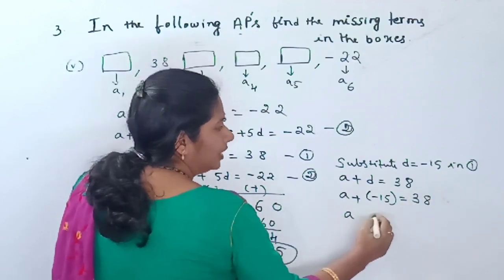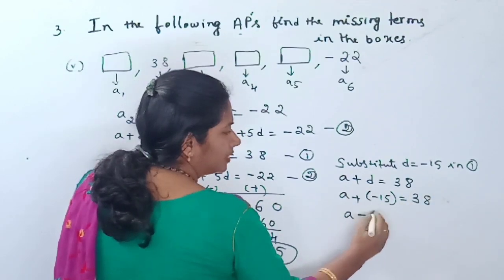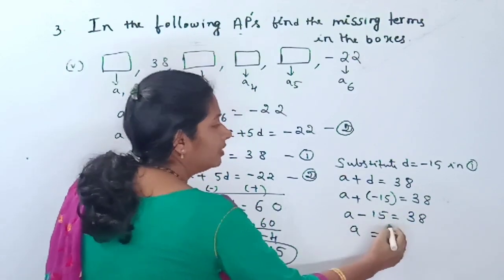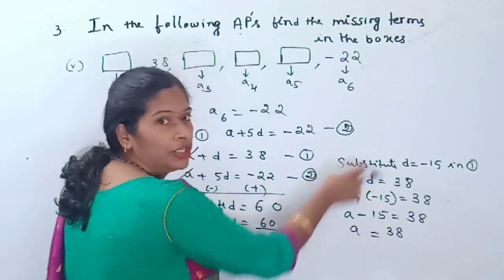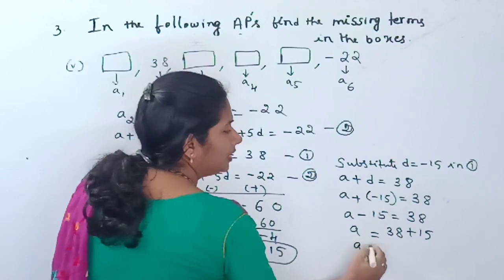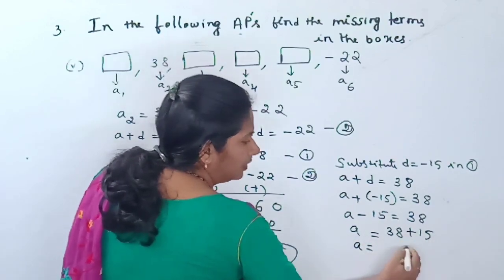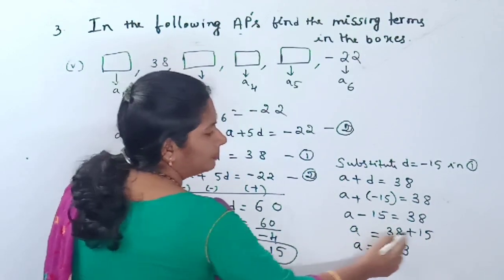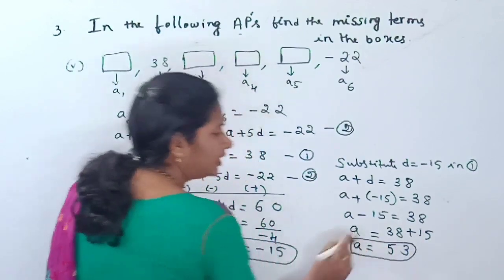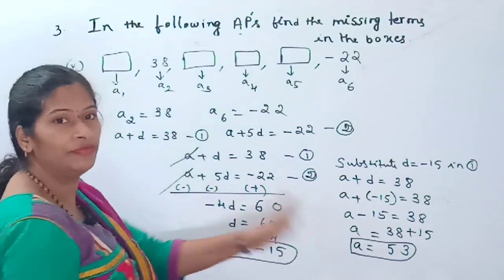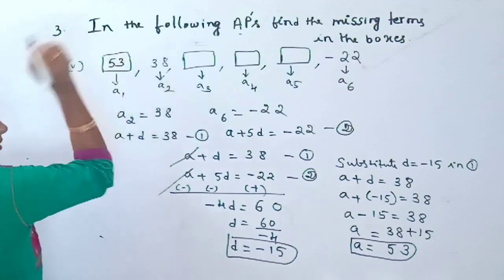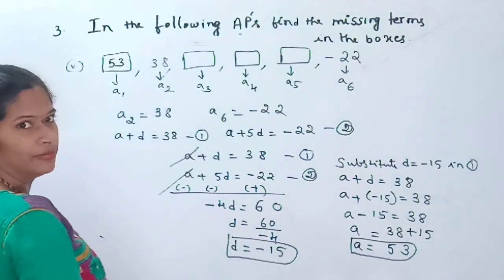So a plus of minus 15 equal to 38. So a value is how much, children? 38 minus 15, you transpose to right hand side, it becomes plus 15. A equal to 38 plus 15, 8 plus 5 is 13, 3 plus 1 is 4, 4 plus 1 is 5. So what is the first term, children? It is 53. Is it clear? So this 53, please write down in the box. Okay, first term is 53.